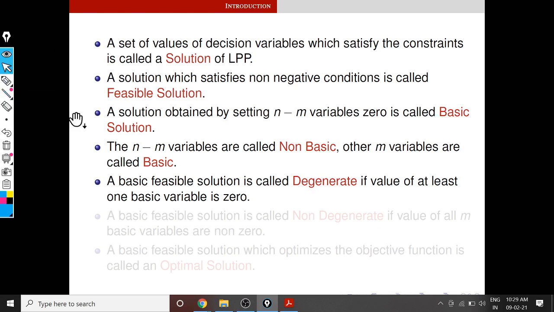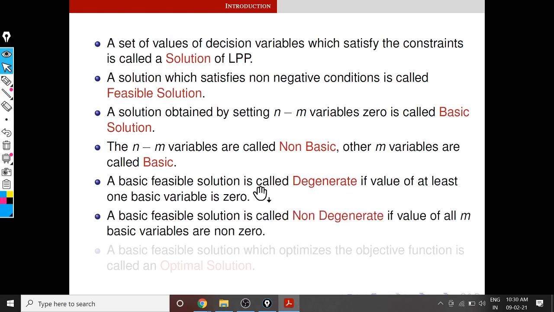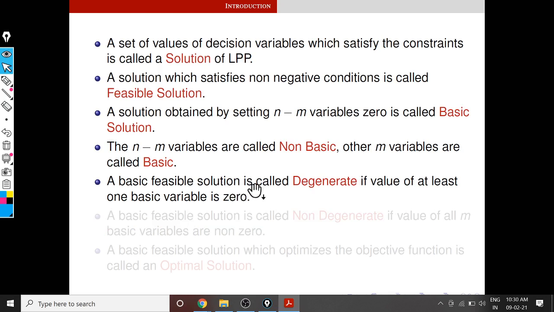Next one, a basic feasible solution is called degenerate if the value of at least one basic variable is 0. Basic and non-basic are clear: n minus m variables are non-basic, and the other m variables are basic. We set n minus m variables to 0, then we solve the system. Then we get so many solutions.